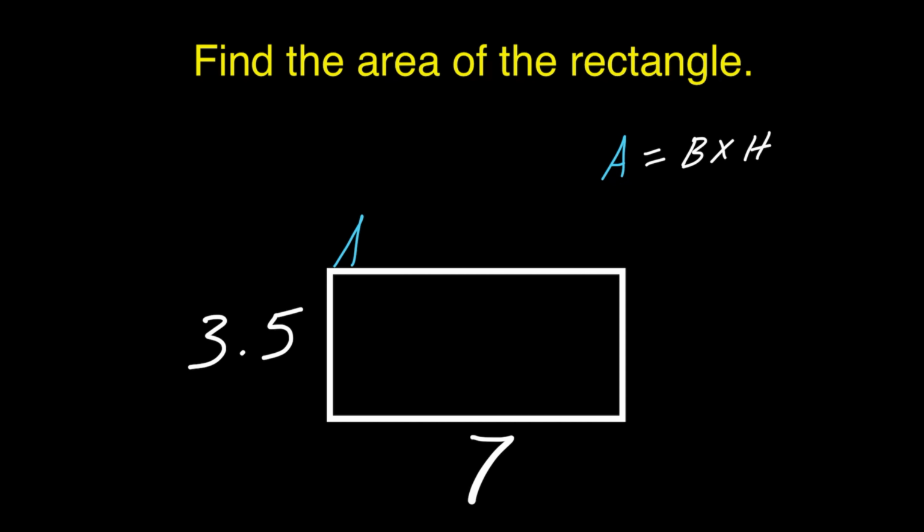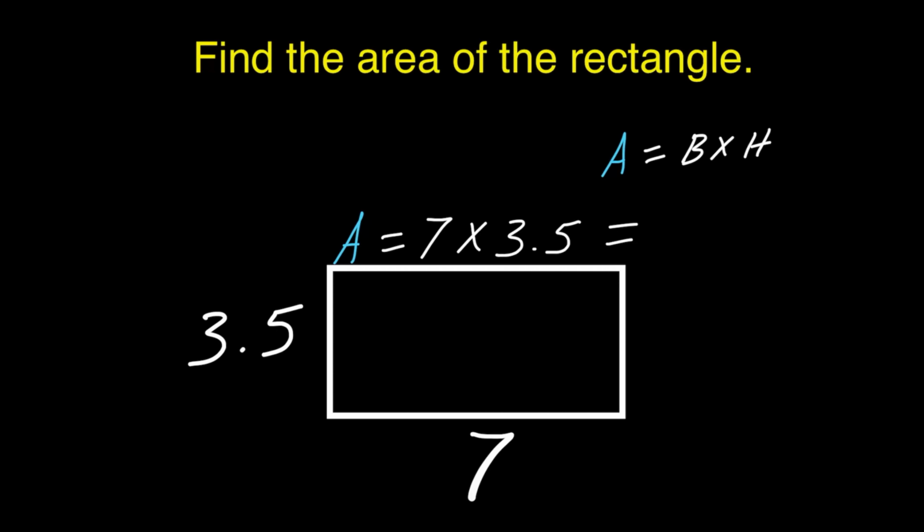The area is going to equal our base, and our base is 7. So 7 times, and what's the height? The height is 3.5. We've got a decimal there. So what's 7 times 3.5? We can go ahead and multiply that. 7 times 3.5.